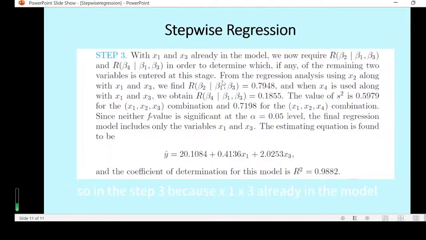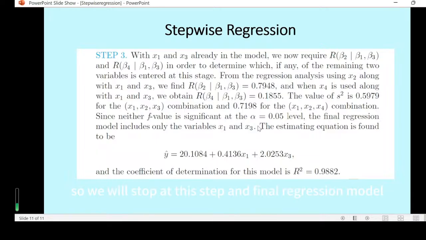In step 3, because x1 and x3 are already in the model, we now require 2 equations for the linear regression to estimate if we can add x2 or x4 in the next step. And we calculate R square for these 2 variables. If we add this in the model, I can see R square for x2 is quite small, and for x4 is also quite small. And for these 2, neither is significant at the alpha 0.05 level.